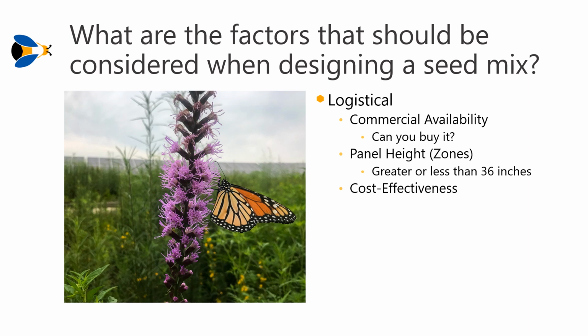Also consider your panel height. Is it greater or less than 36 inches from the bottom of the array to the ground? This can influence the types of species that are chosen for the mix because you don't want the vegetation to overtop the panels and conflict with the point of the array. And finally, cost effectiveness. Is the seed cost effective or is it too expensive and will it break the budget of the site?